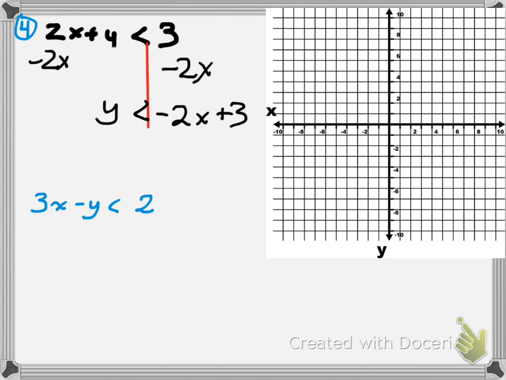So my y-intercept, my slope, means I fall 2, go right 1 each time, or rise 2, go left 1. Is the line going to be solid or dashed? It's going to be dashed.